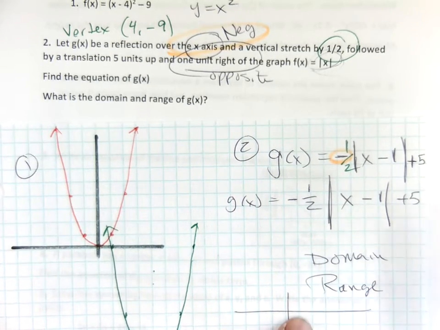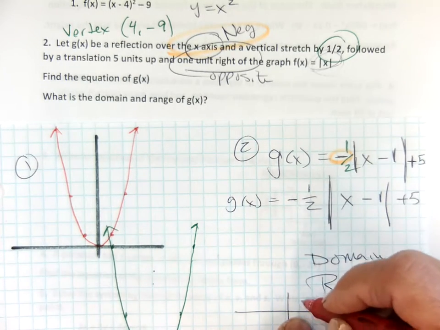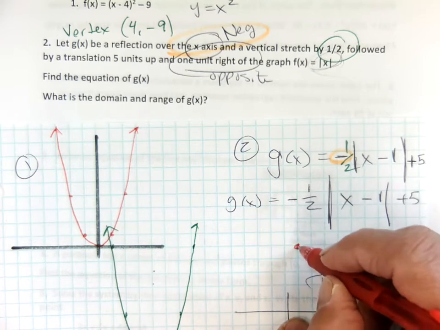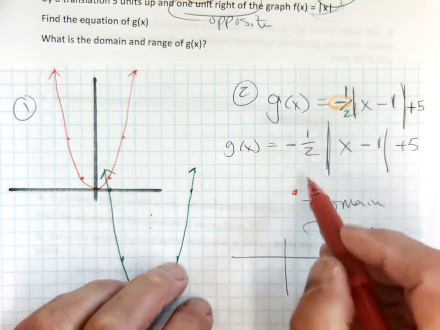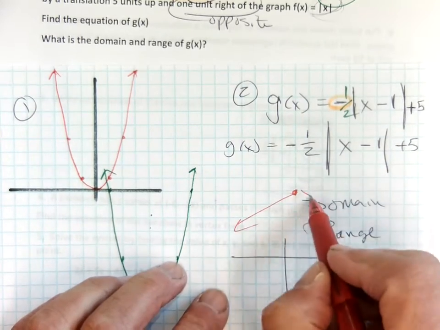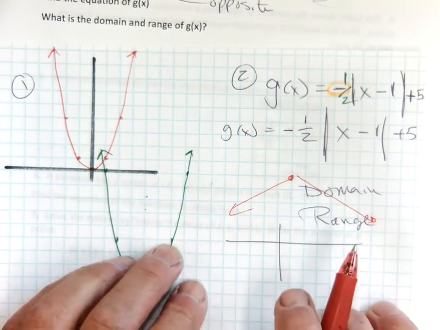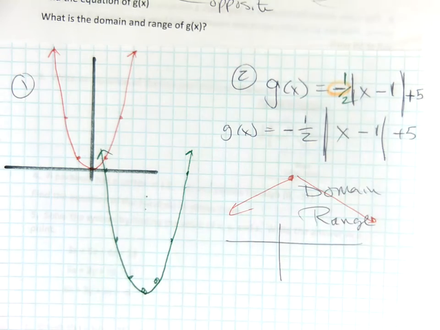It's going to be at 1. The graph itself is going to be at 1, 5, and it's upside down. So the graph looks like this. It doesn't have to be perfect. I just have to have a general idea of what it looks like, okay?